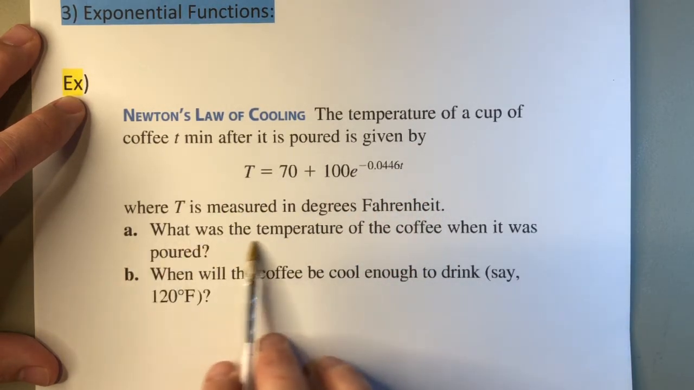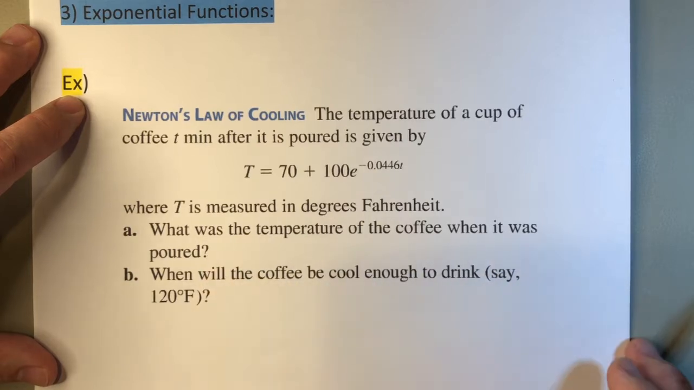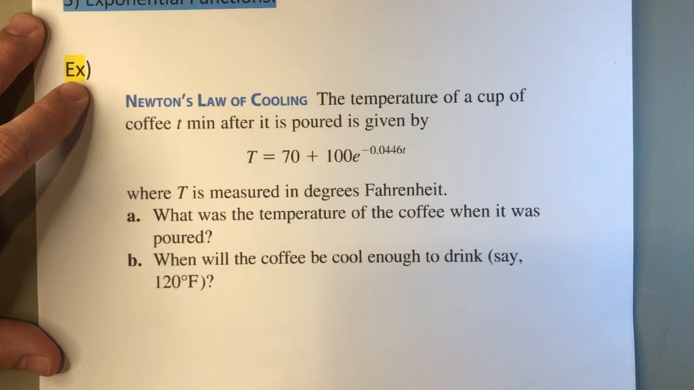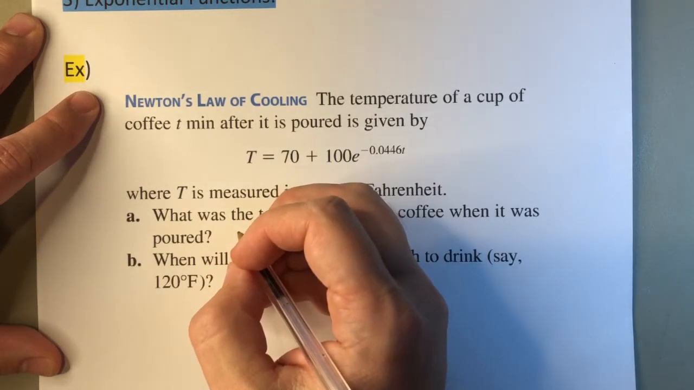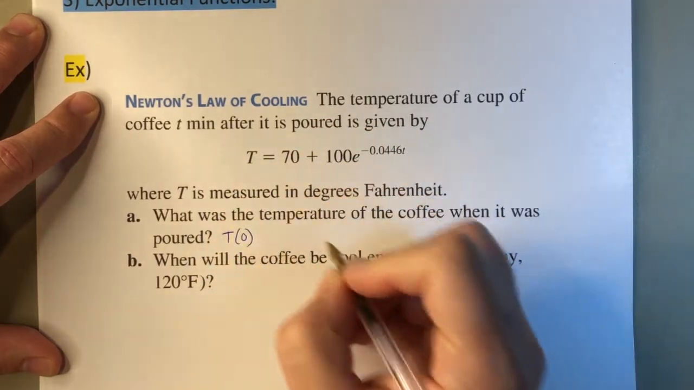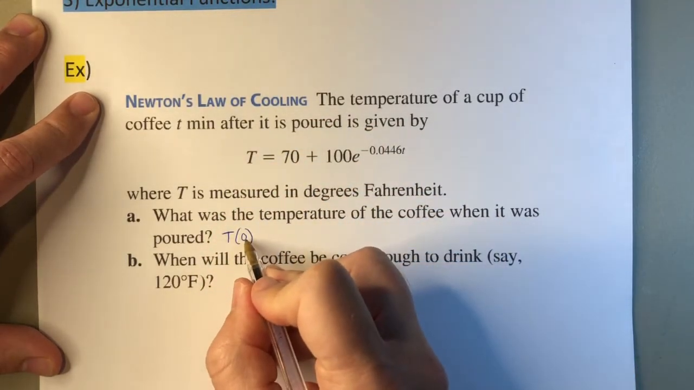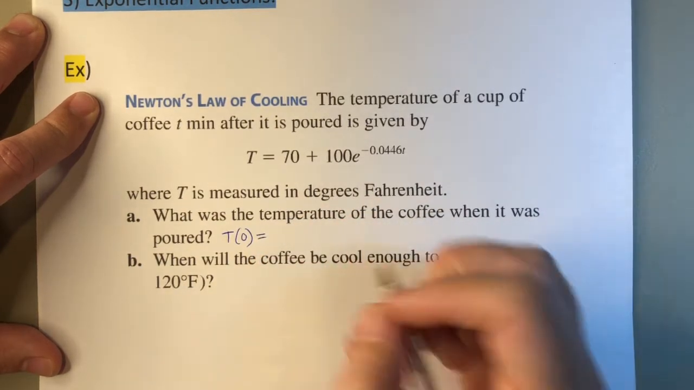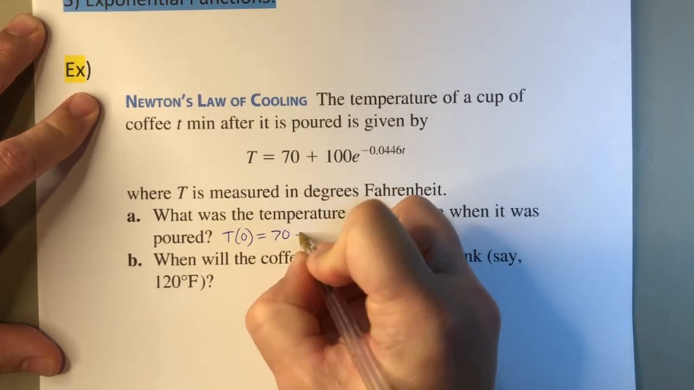So letter A, what was the temperature of the coffee when it was poured? When a cup of coffee is poured, that's like initial. That's t equaling 0. No time has passed when the cup of coffee was initially poured. So looking at this as a function, it'll be the temperature after 0 minutes. So immediately after the coffee is poured, you would get this.